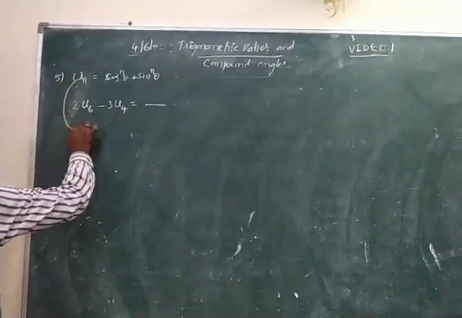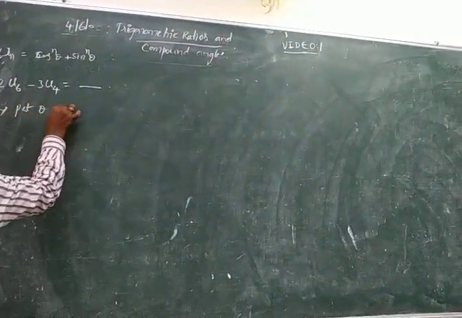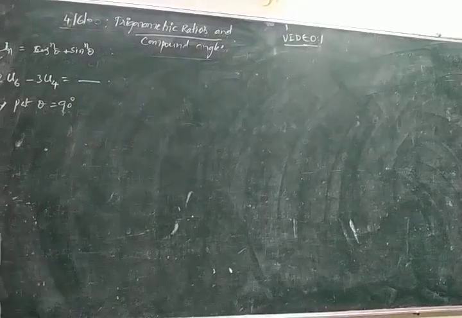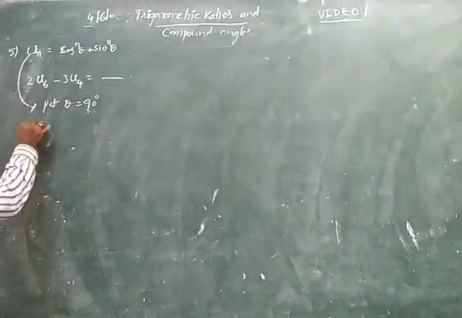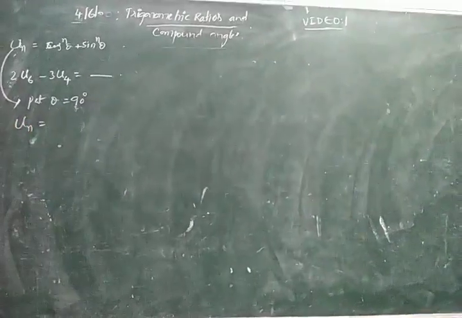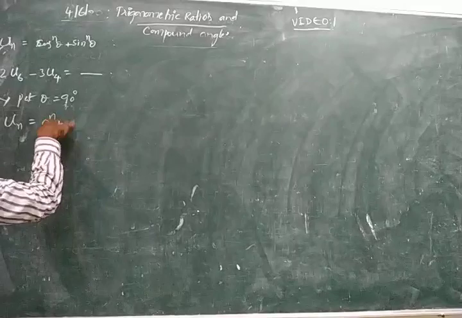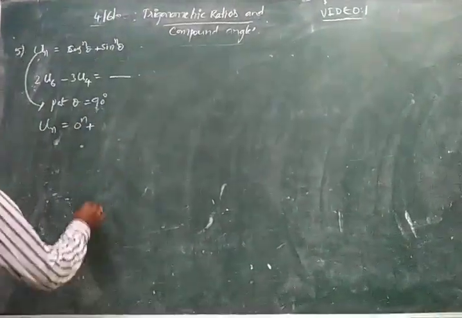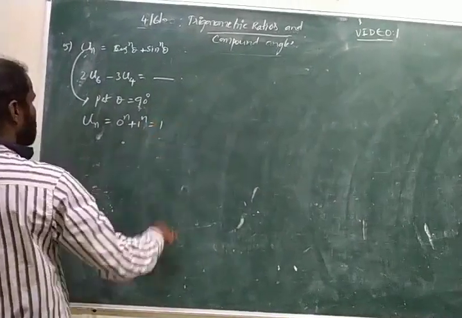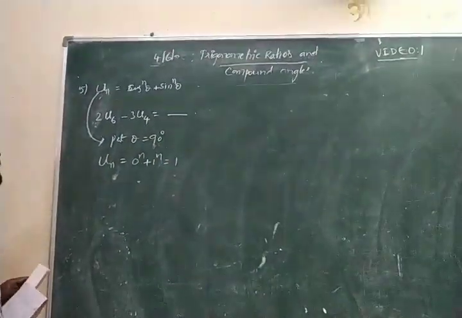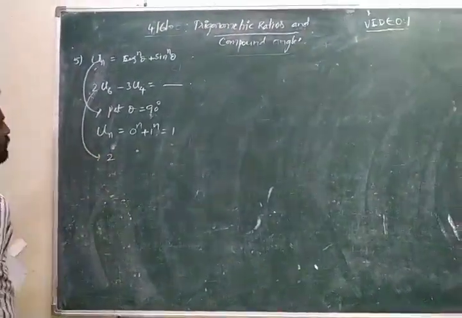Now un is given. In this, put theta equal to 90 degrees, or any value 0, 90, 60, 30. Then un becomes cos 90 whole power n. Cos 90 is 0, 0 power n, plus sin 90 is 1, 1 power n. 0 power n is 0, 1 power n is 1. We get 1.